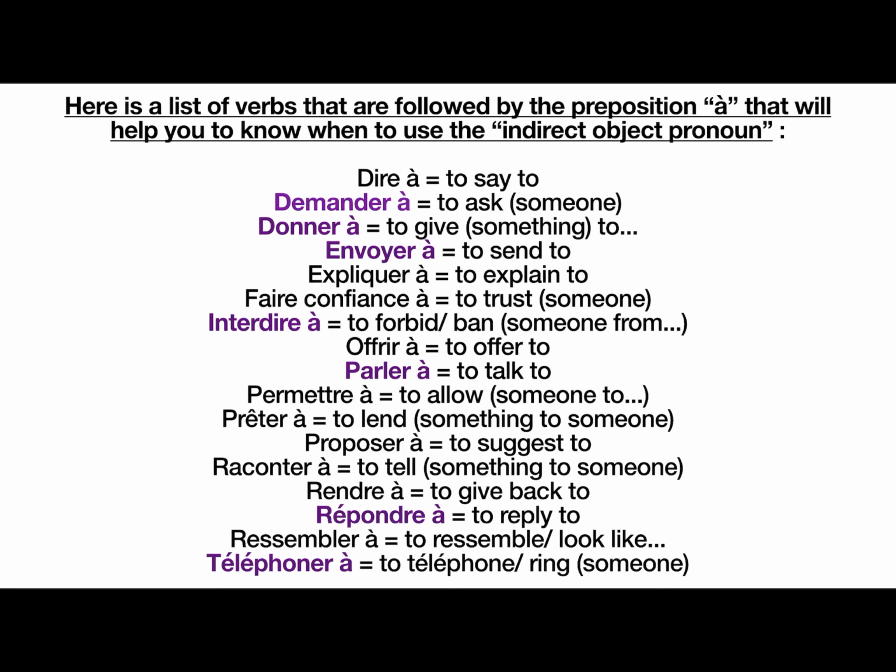Donner à, to give to. I gave her the homework, instead of saying I gave the homework to the teacher. Envoyer à, to send to. I sent her a gift. Interdire à, to forbid. So it could be: Mes parents m'ont interdit, my parents forbid me. So you're still using an indirect object pronoun there. Parler à, to speak to. Further down we have répondre à, to respond to. So it could be je lui ai répondu, I replied to her. Téléphoner à, to ring. Okay, so they're just an example. Again, you don't want to be learning all of them. Pick four or five of them and focus on them.